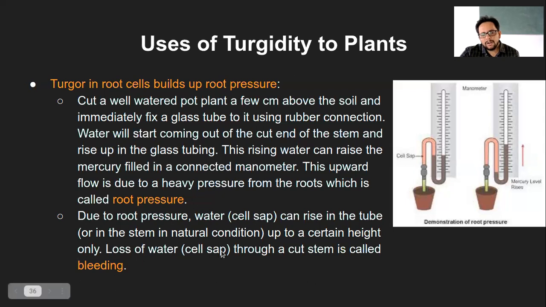This loss of water, that is, loss of cell sap through the cut stem, is called bleeding. So that is the bleeding phenomenon. You might have observed it quite commonly around you. Whenever you have a tree and you make a kind of wound on the bark or on the stem of the tree, you can see some liquid oozing out. Quite commonly you would have seen the latex, that white milky fluid coming out of the stem. That is one.